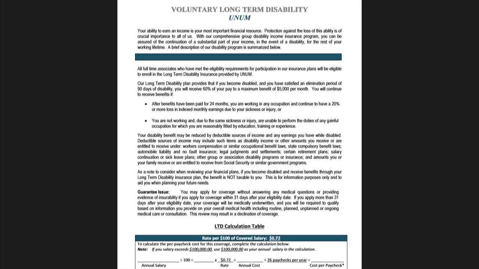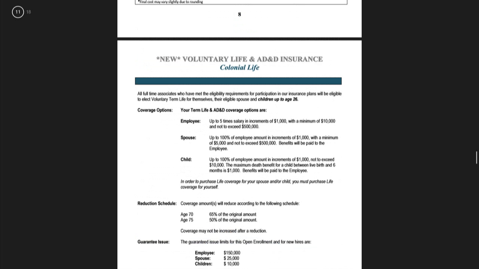Please take note of the guarantee issue guidelines. If you're newly eligible and applying for coverage within 31 days of your eligibility date, then you don't have to answer any health questions. However, if you have been with Gottlieb beyond 31 days and you wish to apply for the long-term disability now, you'll be required to complete an evidence of insurability form and will be subject to underwriting approval. That being said, there is a possibility that you could be declined, so I want you to keep that in mind.